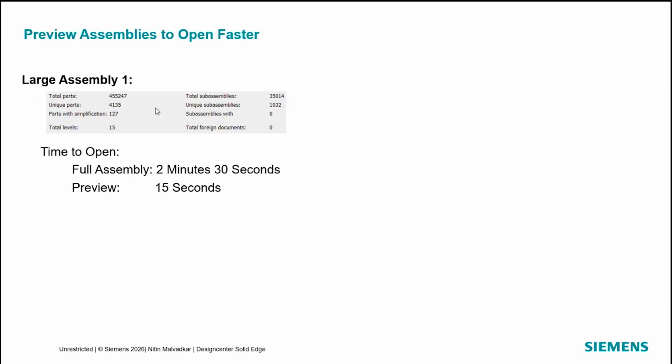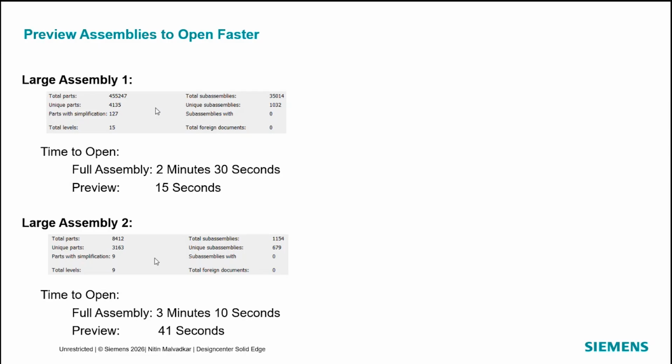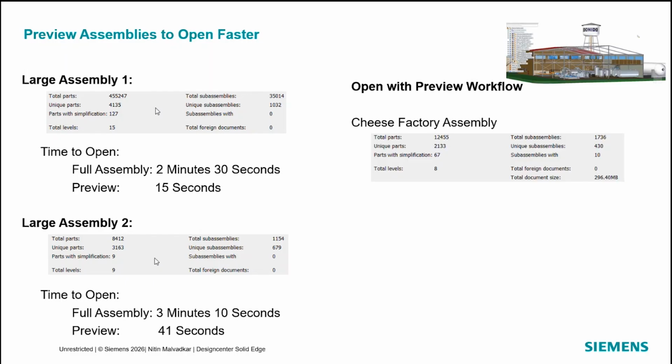Now here are some examples which highlight the real world time savings using assembly preview. You'll notice that in some cases, opening time has reduced from minutes to literally seconds. Editing only the selected part helps in reducing the load time as well. This workflow is especially impactful and very useful for very large complex assemblies. In this example, as you see, if you try to open one of the assemblies as a full assembly, it takes 3 minutes and 10 seconds. But with the preview, it takes just 41 seconds.